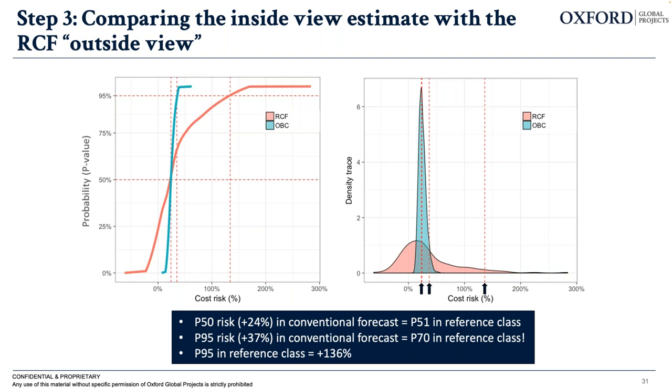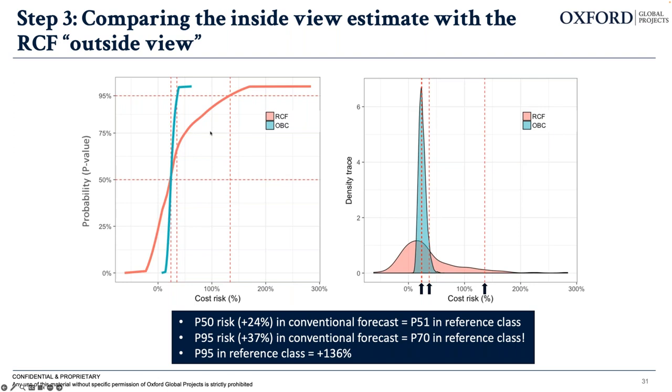So looking then here at step three, which is comparing the inside view estimate, here the QRA and Monte Carlo estimate or risk distribution, with the RCF outside view, because this is the view from past completed external projects in the reference class. So here in the OBC, the outline business case, this is the HS2 team's estimate, that narrow little blue-green thing here. And you can then compare that to the risk distribution from the reference class.